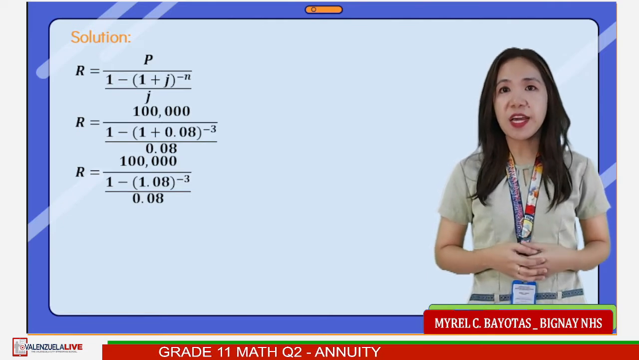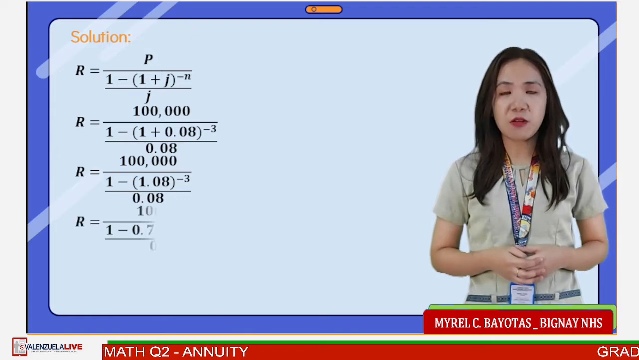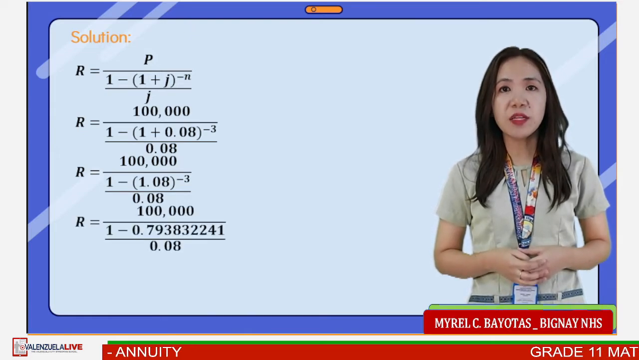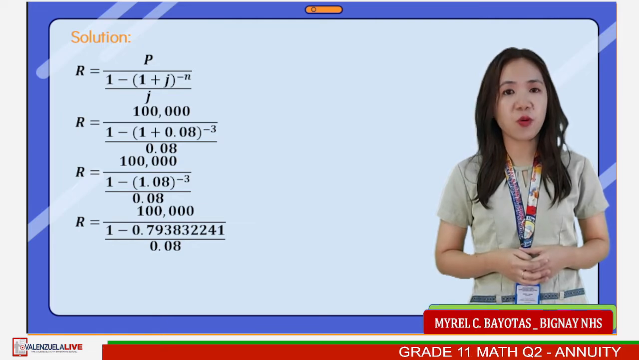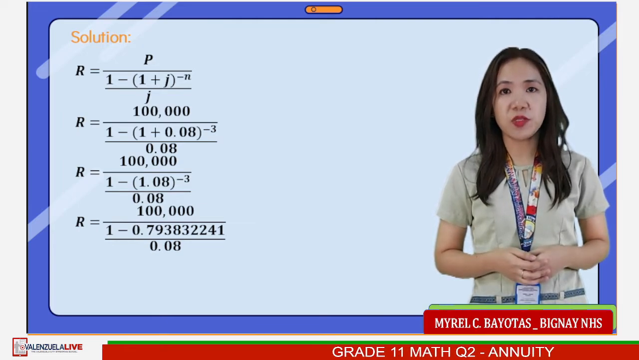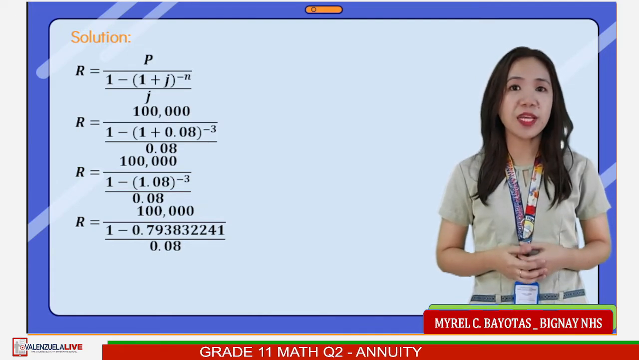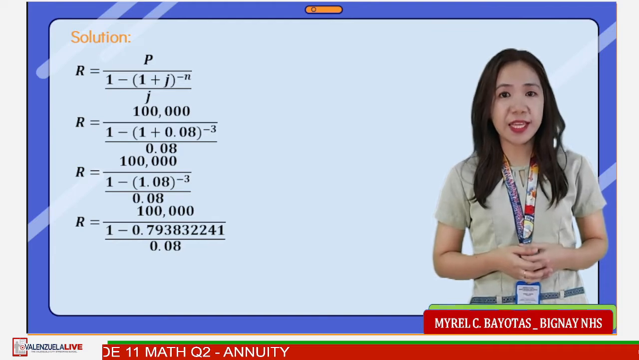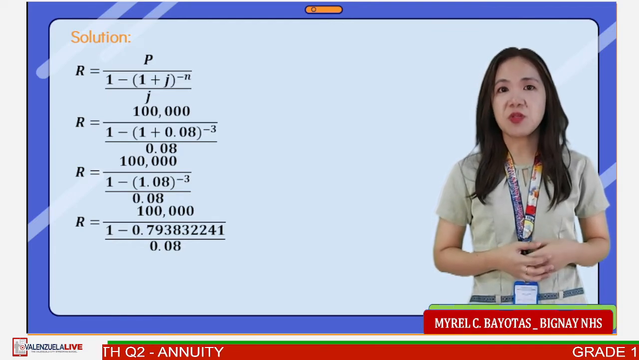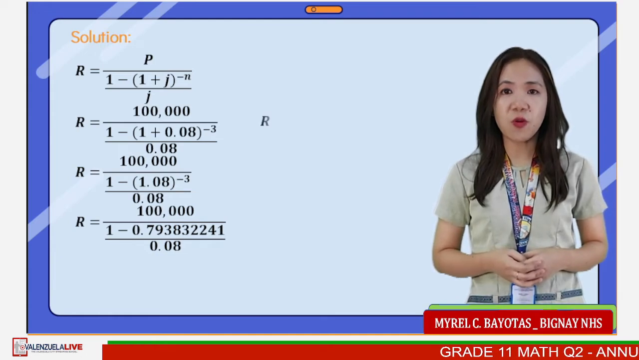Next, simplify the term with exponent. R equals 100,000 over 1 minus 0.793832241, all over 0.08. Notice that the denominator is more complicated than the numerator 100,000. So let's focus first on the denominator. Subtract 0.793832241 from 1.